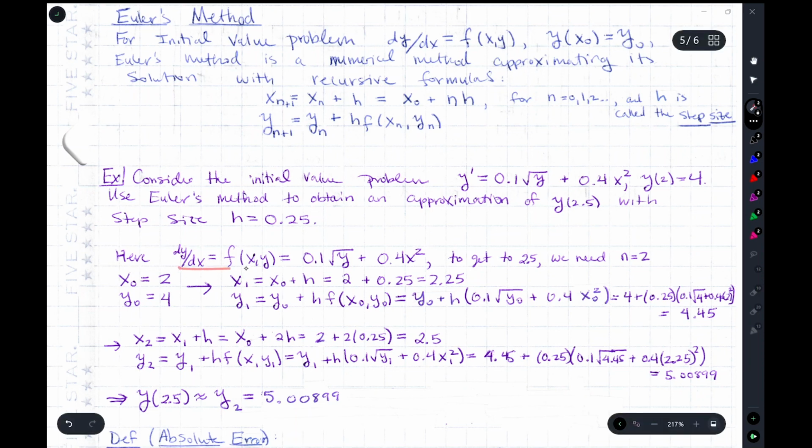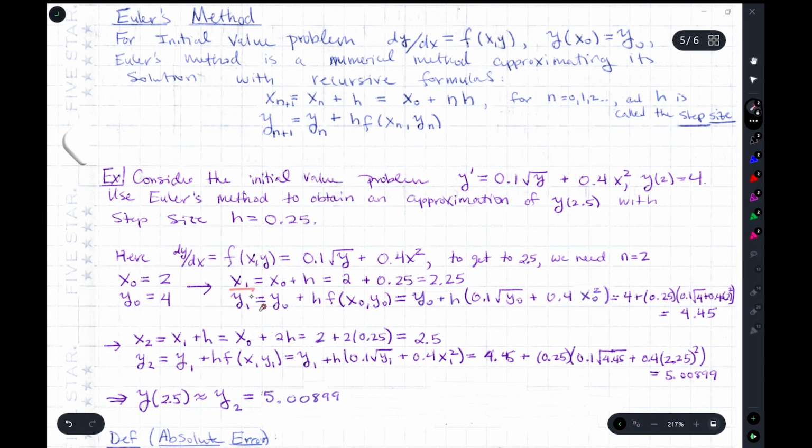So you have dy/dx equal to f(x, y). We identify f(x, y) as the slope function, this. And we start at x equals 2, and we want to approximate y at x equals 2.5. And we're using step size 0.25. So what does that mean? Well, we have to hop twice, because 2 times 0.25 is 0.5, and 0.5 plus our initial point, which is 2, is 2.5, which is what we want to approximate. So we're going to do 2 steps.